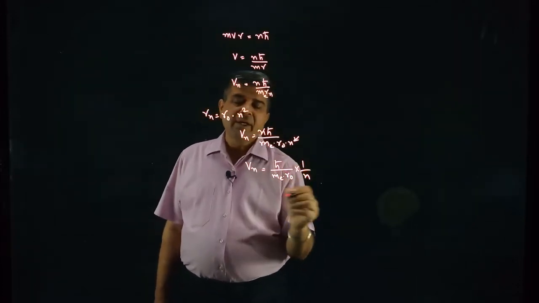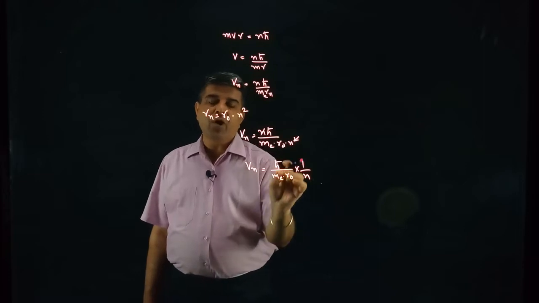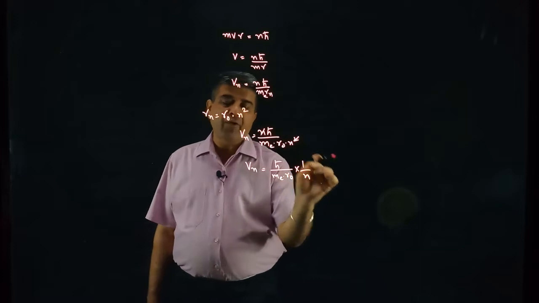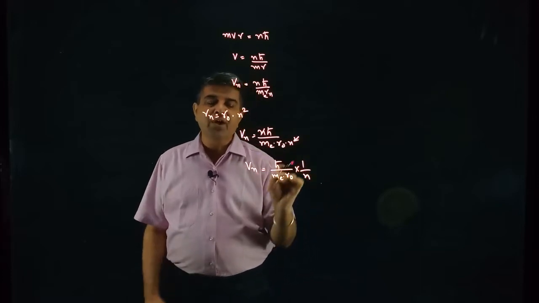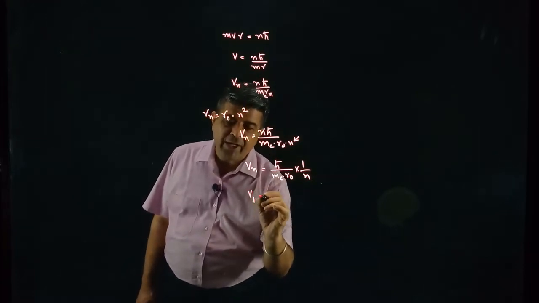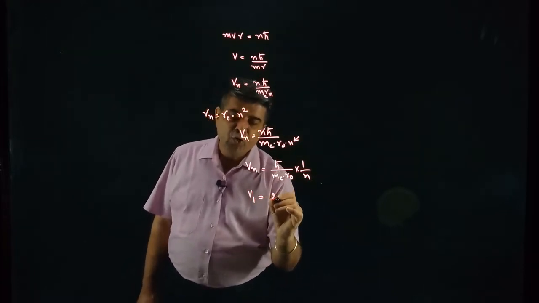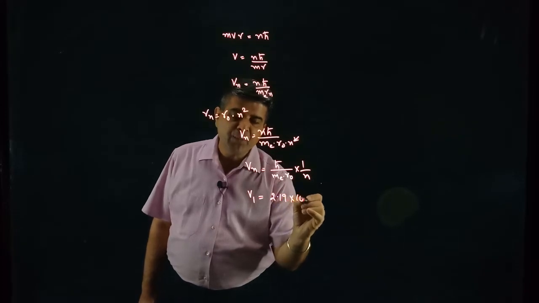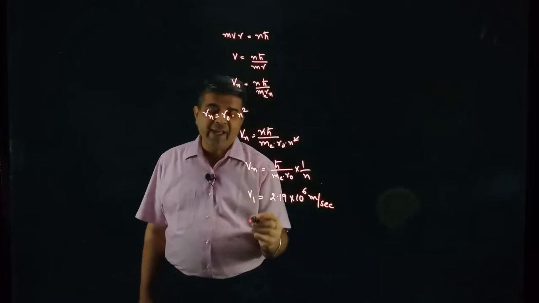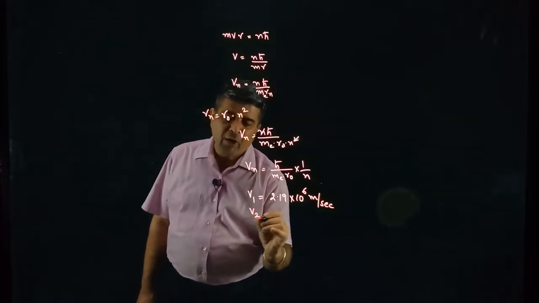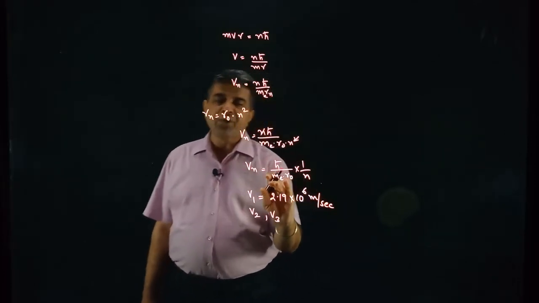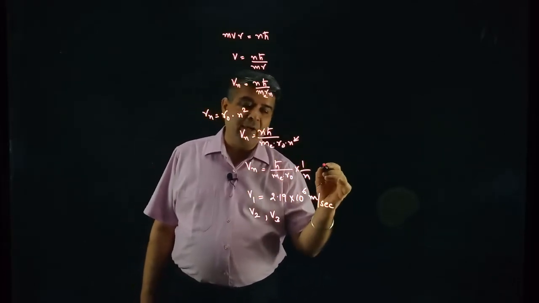So now, by substituting the value of Planck's constant divided by 2 pi and the mass of the electron, we can calculate the velocity of the electron in the first orbit. So the velocity of the electron in the first orbit would be 2.19 into 10 raised to power 6 meters per second. Accordingly, we can calculate the velocity for the second orbit or the third orbit by substituting the values, because the mass of the electron is known. Now R0 we have already calculated.